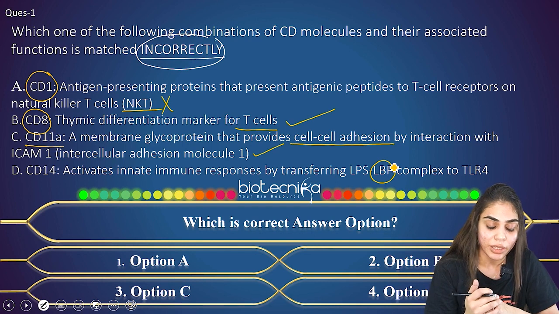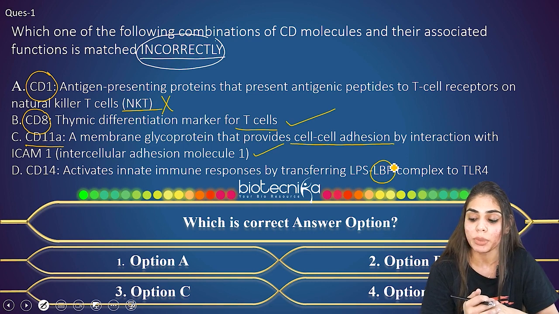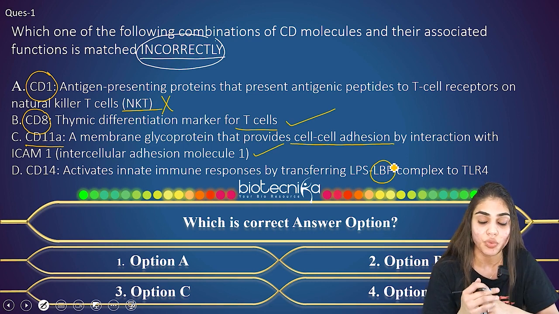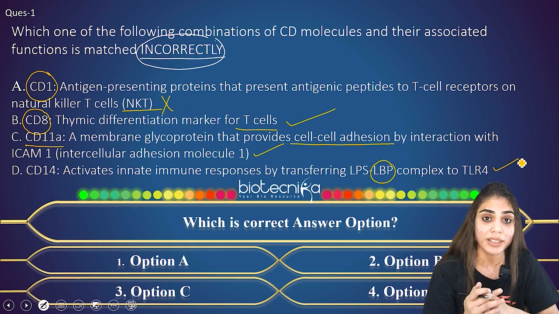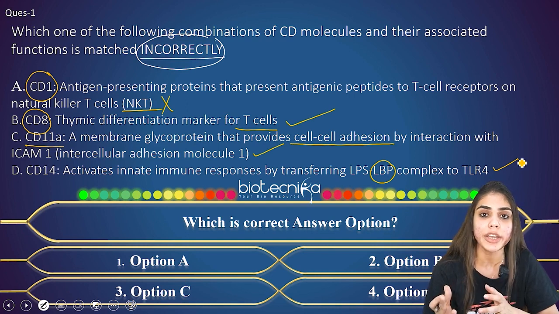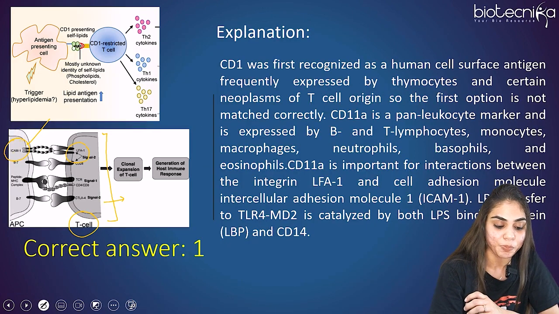Now again we'll read the statement. It activates the innate immune responses, yes, by transferring the LPS LBP complex to TLR4. This is a very correct statement, and here we have to just select the incorrect statement. We have seen CD1 that is present on T lymphocytes, or you can say thymocytes or neoplasm of T cells. So that is an incorrect option. So according to the question, the right answer is option 1, that is option A.